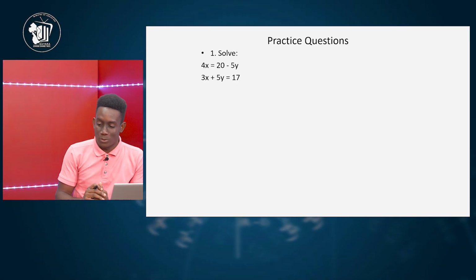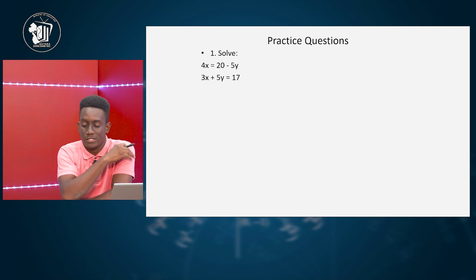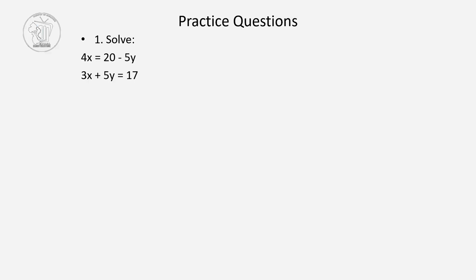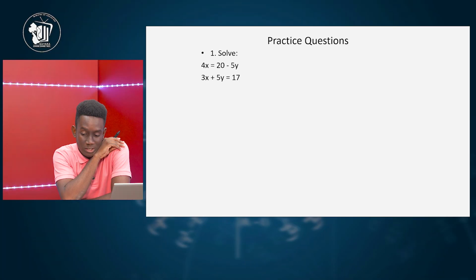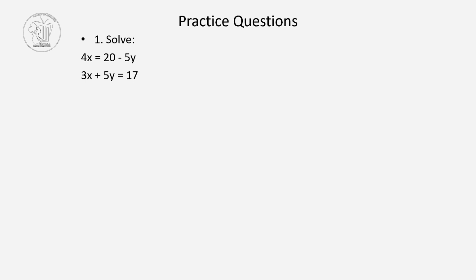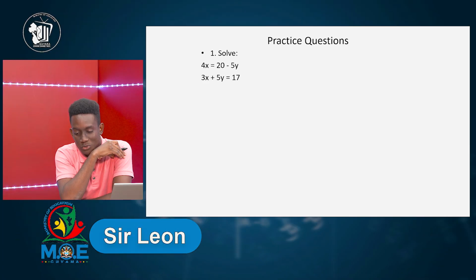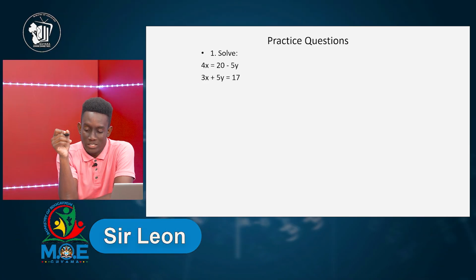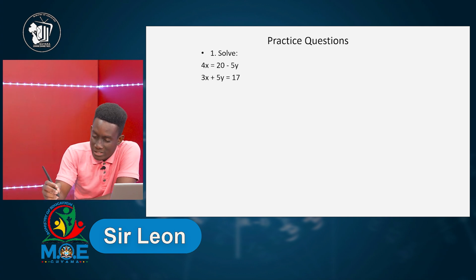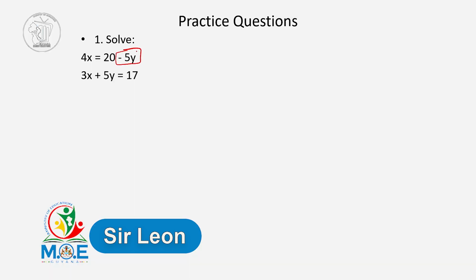So let's look at this last question. This last question says, solve: 4x is equal to 20 minus 5y and 3x plus 5y is equal to 17. So what do we do? First of all, we see that we have 4x is equal to 20 minus 5y, and we have 3x plus 5y is equal to 17. So they are not in a similar format. We want to make sure that they are in a similar format. So what we can do, we can take over this minus 5y with the 4x so that it will look like this one at the bottom here, and we can work it using the method of elimination.